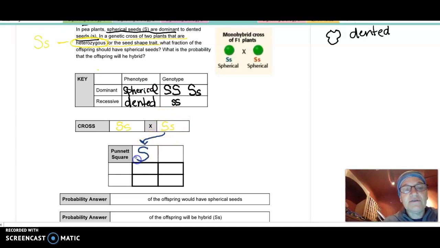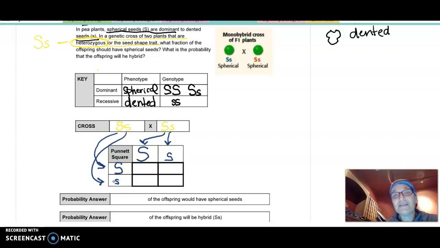give the big S to their offspring, because remember, each parent will only give one allele of each trait to their offspring. You got one allele of each of your traits from your biological mom and one allele of each trait from your biological dad. And so this parent could give the big S or it could give the little s. This parent could give the big S or it could also give the little s. And so now you're just going to use the Punnett square to distribute the different possibilities.